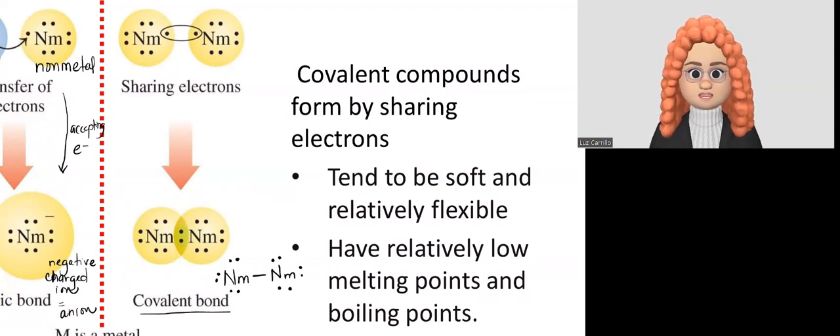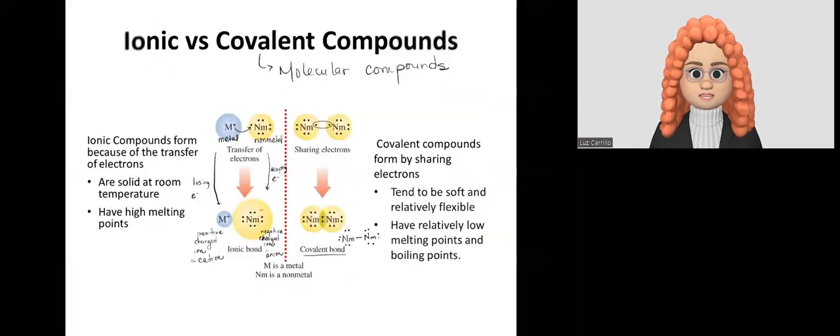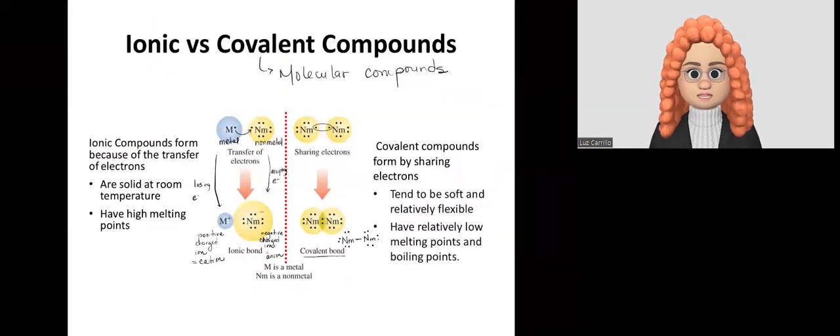When it comes to covalent compounds, they tend to be soft, they're relatively flexible, and if we compare them to ionic compounds, they have relatively low melting points and boiling points. And again, in comparison to ionic compounds. First, we should practice: if I give you a pair of elements, can you determine if it is going to make an ionic compound or a covalent compound?